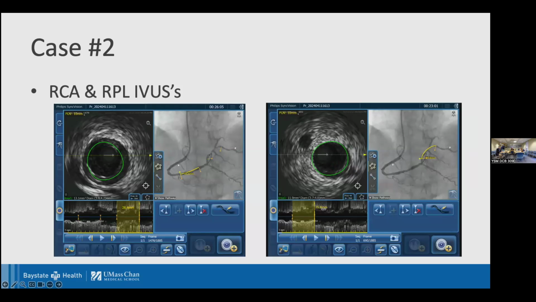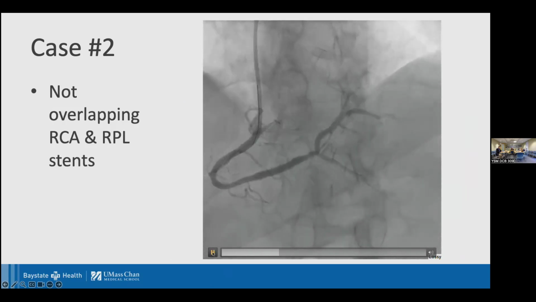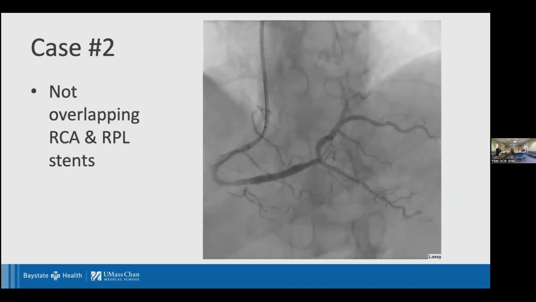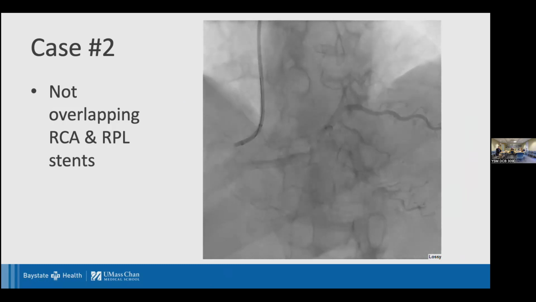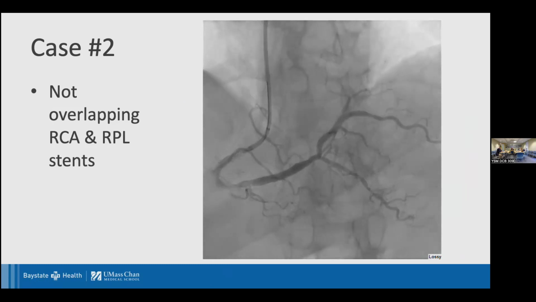The right coronary was wired into the right posterolateral branch. Co-registered IVUS was performed of both the distal right coronary and the right posterolateral branch down that wire. 2 stents were placed, not overlapping, one in the distal right and one in the right posterolateral branch, not covering the PDA bifurcation there. So angiographically a happy ending.